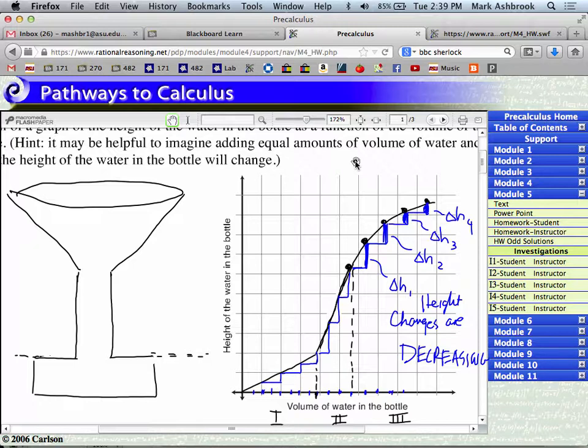So again, the focus is, what is the height doing? What are changes in the height doing? Okay, so in the first part of the bottle, changes in the height were doing what? Staying constant. Second part of the bottle, changes in the height were constant again, but just bigger changes than the previous part. And then the third part of the bottle, changes were decreasing changes. Decreasing changes.